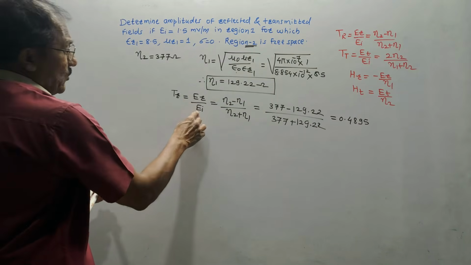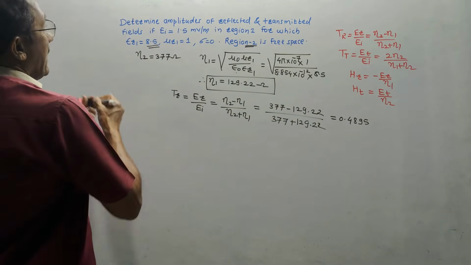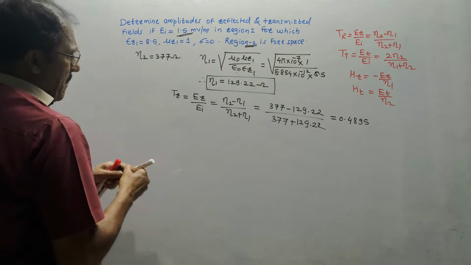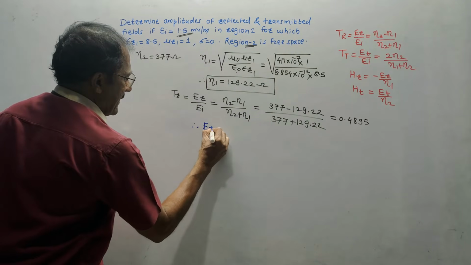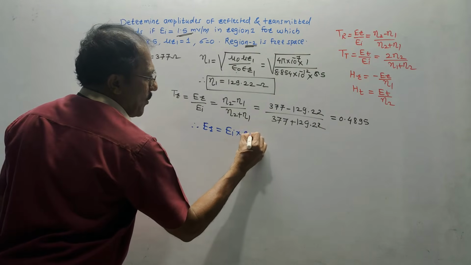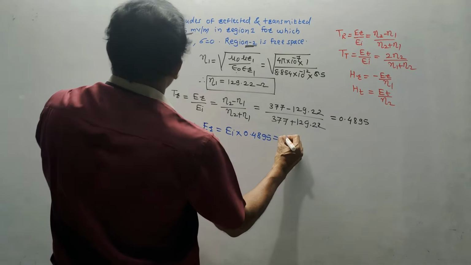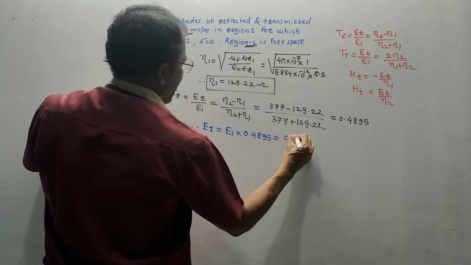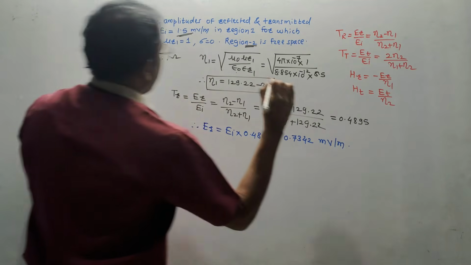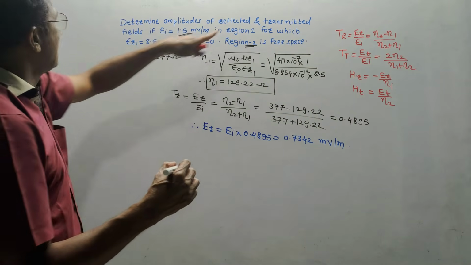But from this you can calculate ER, because EI is given in the question. EI is given as 1.5 millivolt per meter. So from this I can write ER is equal to EI, I will transfer EI to this side, into 0.4895. Put the value of EI, that is 1.5, into this value. So answer of ER will be 0.7342 millivolt per meter. This is the reflected field in terms of E bar, which is asked in the question.